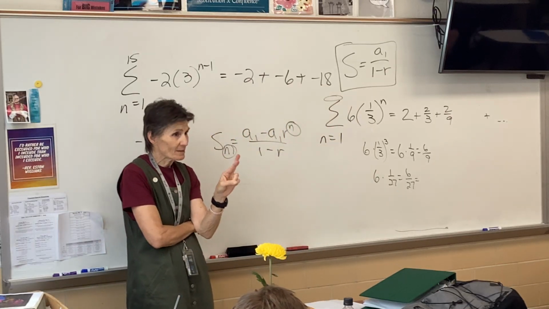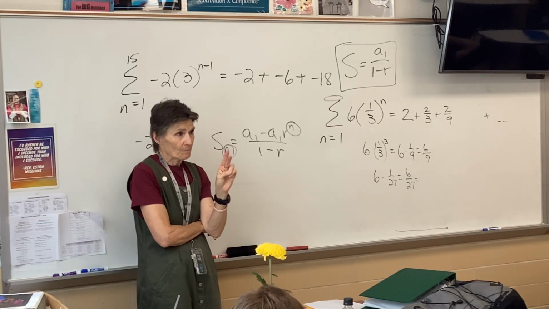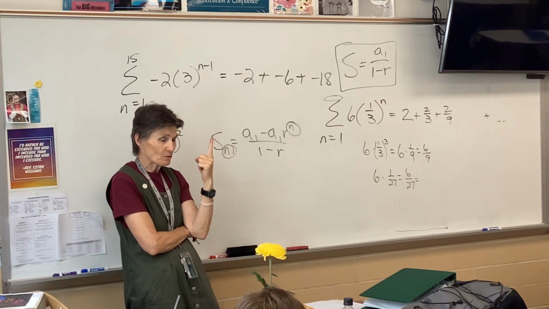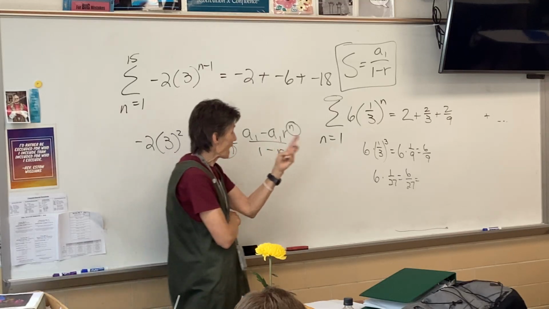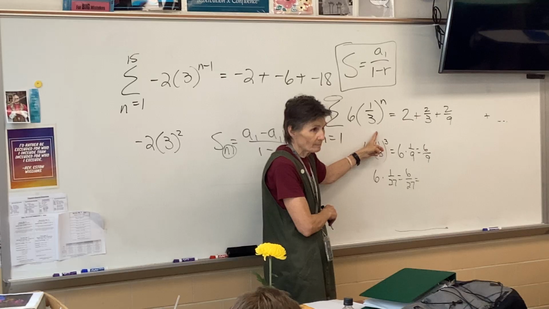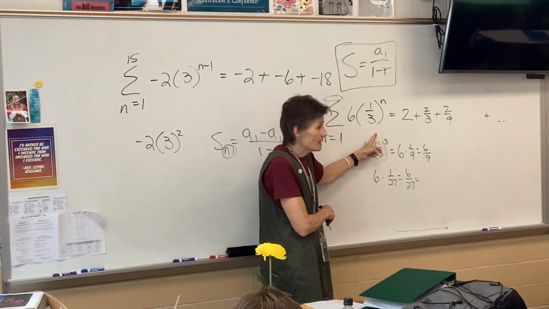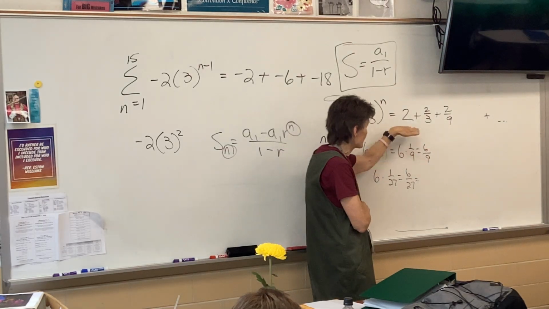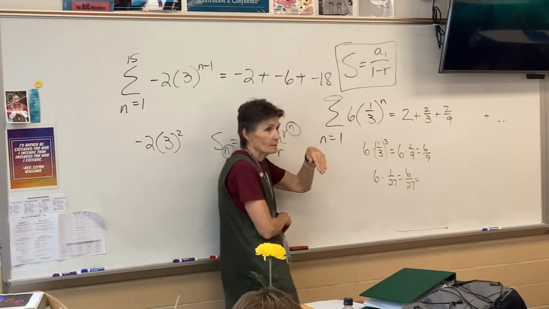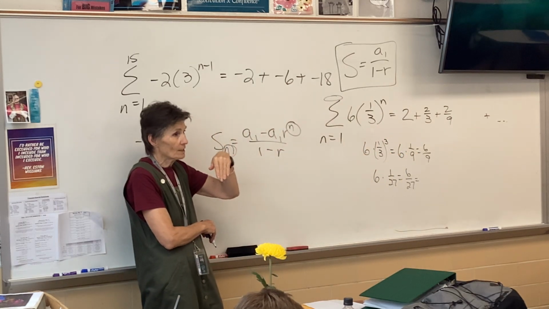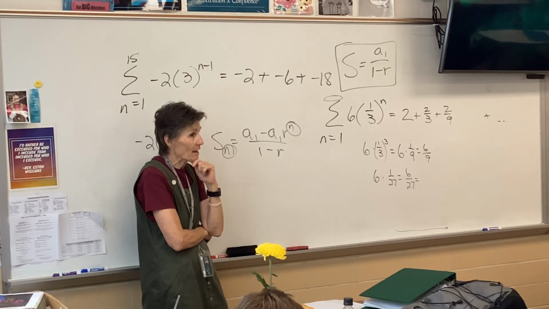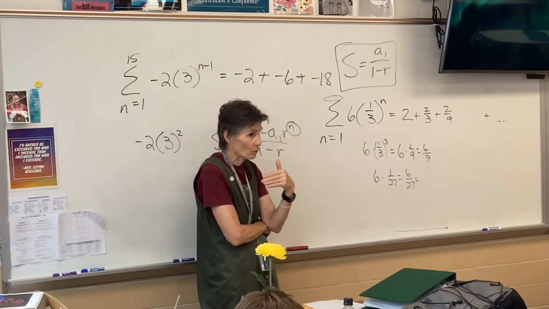But there are two caveats to that. You can't add up everything. It has to be geometric, and it has to have a ratio less than 1. In other words, like Eli noticed, these terms have to be getting smaller. If they're not getting smaller, you can't add it up. And they have to have a ratio, they have to be geometric.